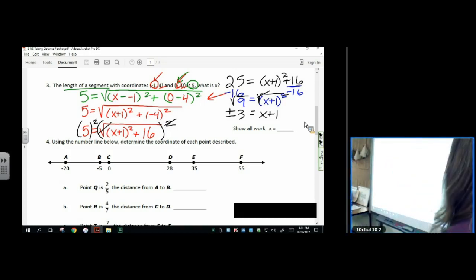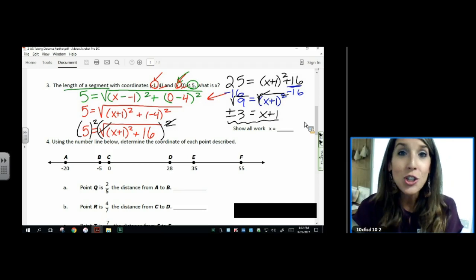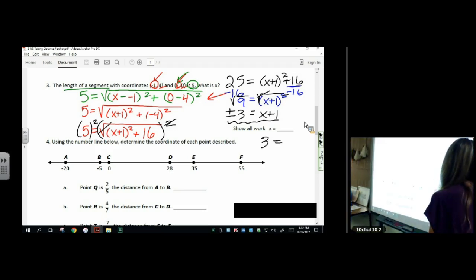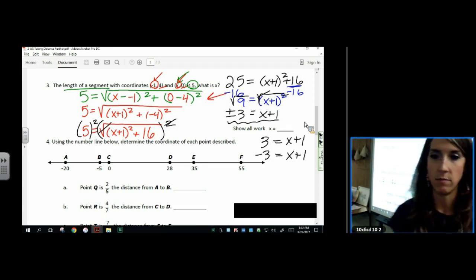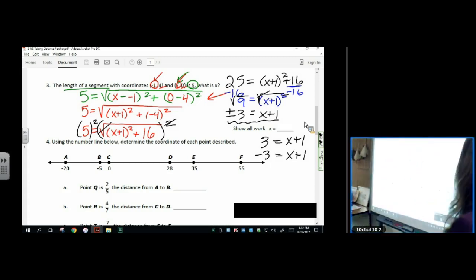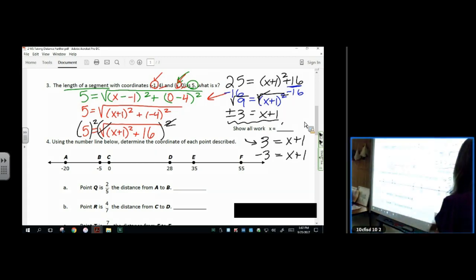Okay, we're almost there, guys. Now we need to split this up into two because there's two solutions. So we've got 3 equals x plus 1, and we've got negative 3 equals x plus 1. How do you solve for x? Subtract 1 from both sides. So for this one right here, x equals 2.